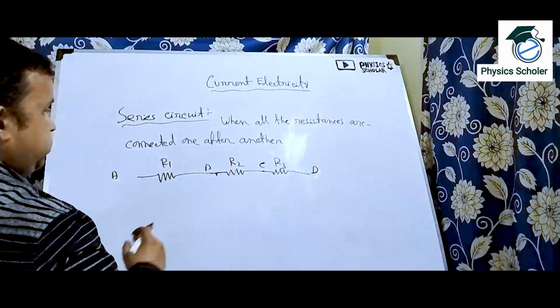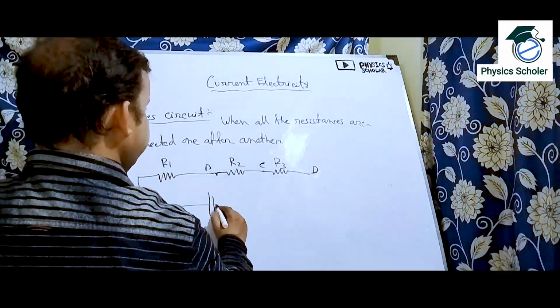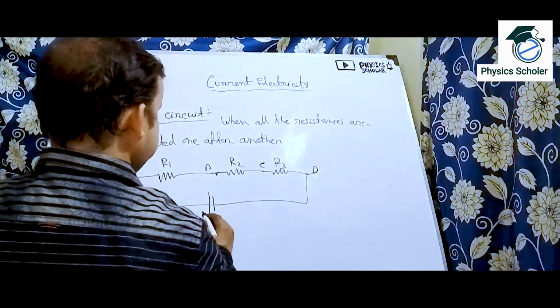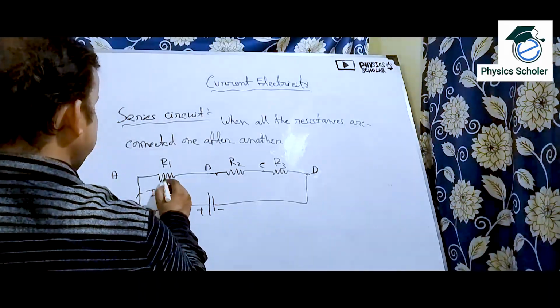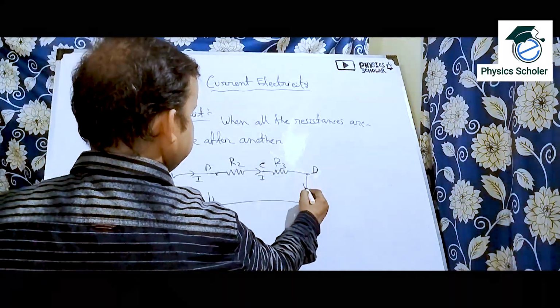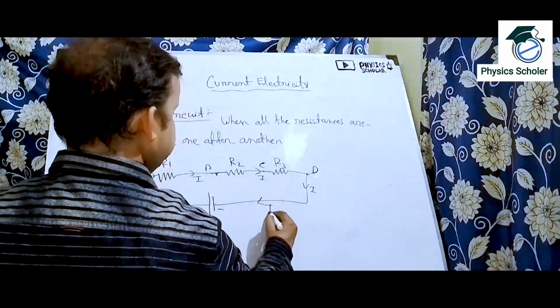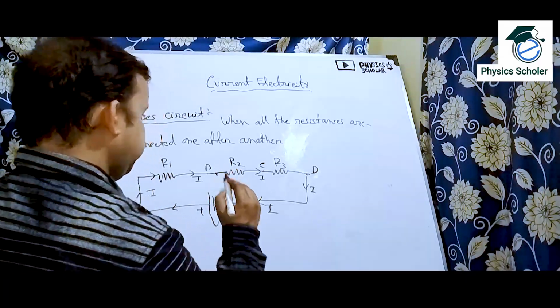So this type of combination is known as series combination. Suppose it is connected now with a battery. This is the positive side, this is the negative side. Suppose the current I is flowing. That means the same current. Suppose the voltage of the battery is V.